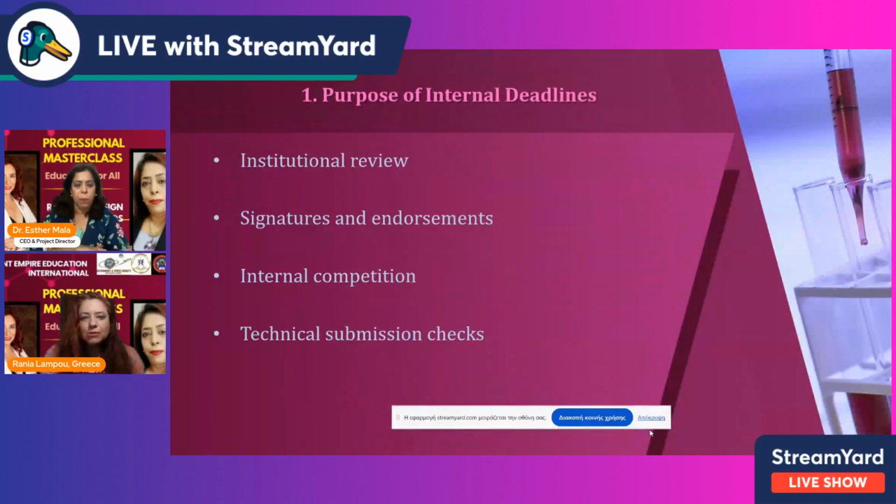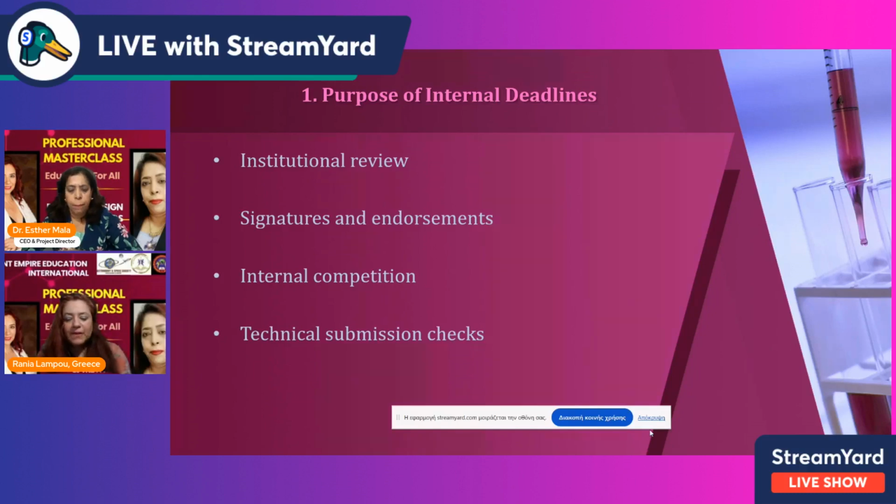Yes, many institutions set internal deadlines before the funder's official submission date. These internal deadlines help ensure that proposals are completed, compliant, and reviewed before submission. So here is what you need to know. The purpose of internal deadlines. Grants or sponsored research offices need time to review proposals for compliance with funder rules, budget caps, formatting, ethics approvals. Then signatures and endorsements. This allows time to obtain required signatures from department heads, etc.